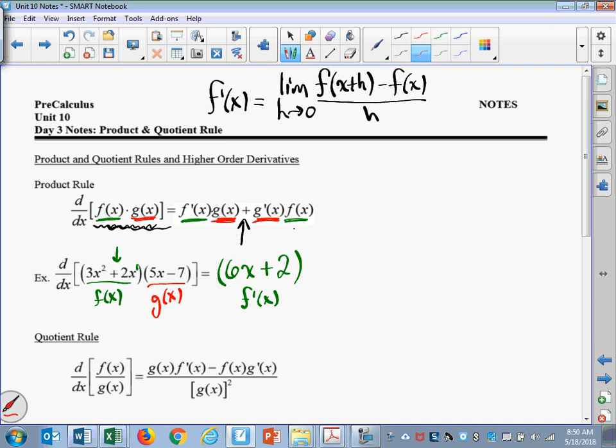So let's just copy and paste g. This is g, no derivative, just g. Now the product rule says plus, and then g prime is next. So now let's write the derivative of this one. The derivative of 5x is just 5. This is g prime. And remember, the derivative of a constant like 7 is 0, so that's gone. So we just have 5x to the 0, and x to the 0 is just 1.